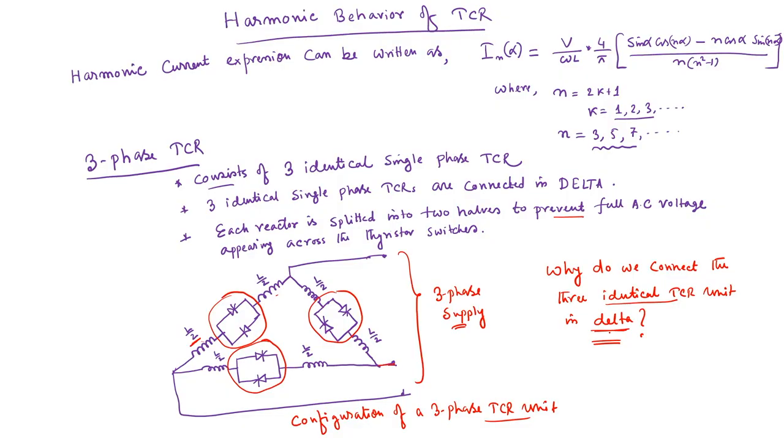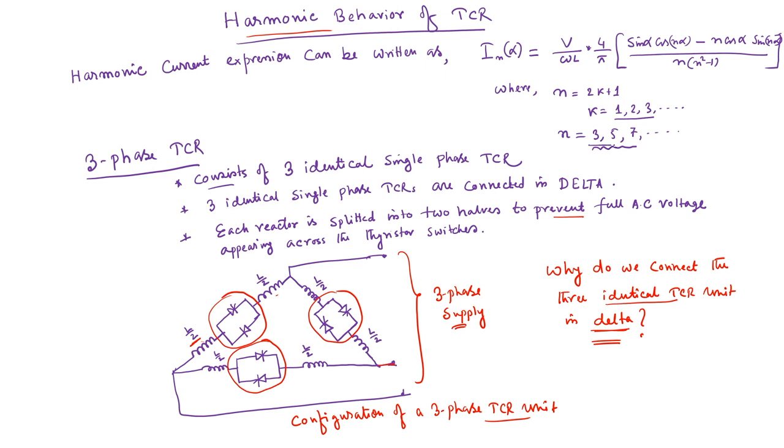Now, regarding the specific connection, that is delta, why it is so, I will come to that. In order to understand that, we need to go for harmonic analysis, and this is exactly the goal of this lecture. As I said, there are different types of harmonics in the TCR current, and we will discuss some of them. So, let us start with the third harmonic, where n is equal to 3.